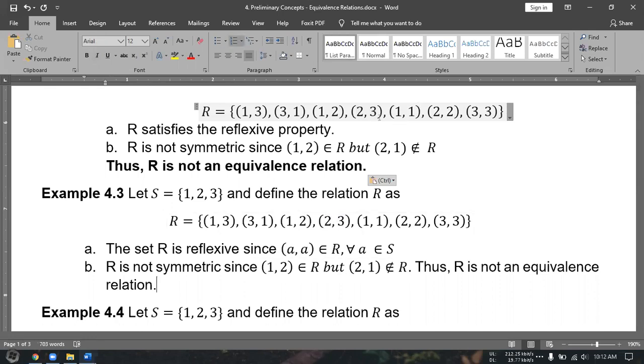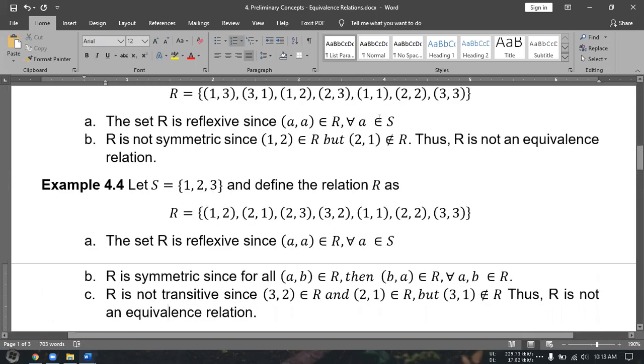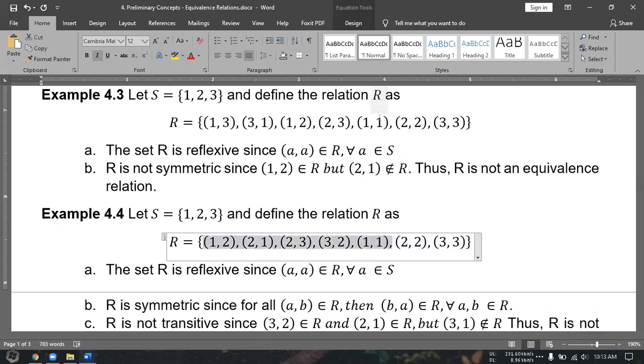More example tayo. Example number 4. Parang pare-pareho lang itong business natin. Okay, this is the definition of R: (1,2), (2,1), (2,3), (3,2), (1,1), (2,2), (3,3). So, first condition, reflexivity. Every element is related to itself. Therefore, R is reflexive.